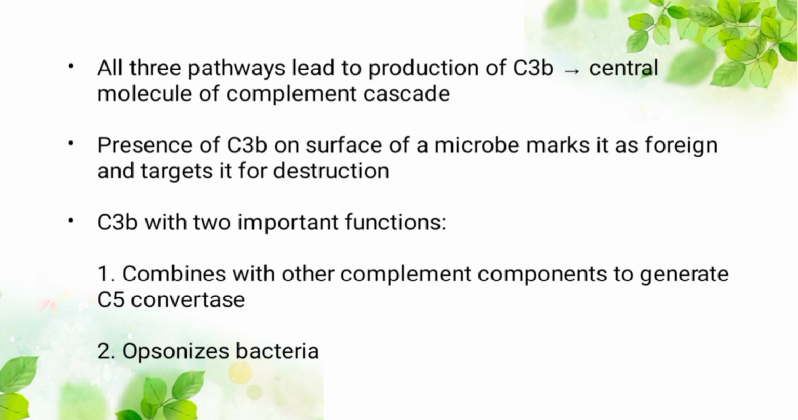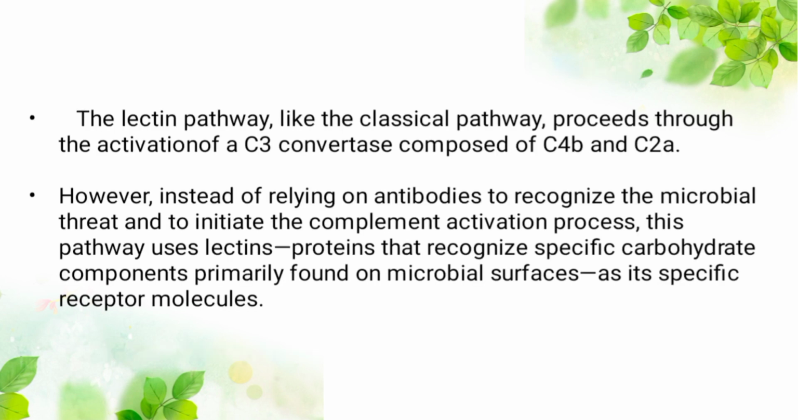C3b has two important functions. The first one is it combines with other complement components to generate C5 convertase, and the second one is it opsonizes bacteria. C4b and C3b are opsonins, which are able to bind covalently to glycoproteins on the target cell surface. Opsonization by C3b or C4b leads to engagement of complement receptors on phagocytic cells, thus targeting foreign particles for phagocytosis. The lectin pathway, like the classical pathway, proceeds through the activation of C3 convertase composed of C4b and C2a.